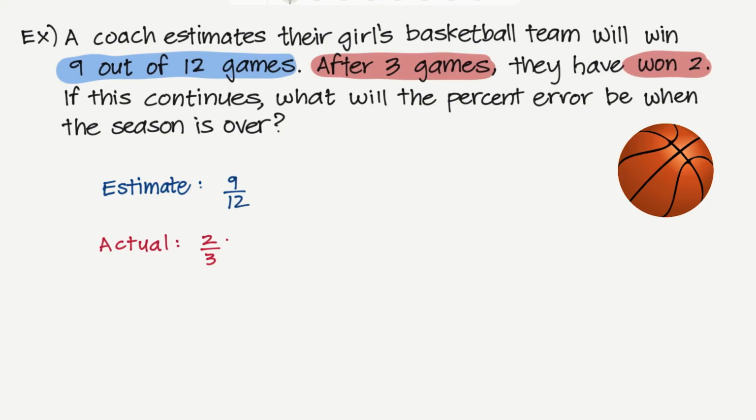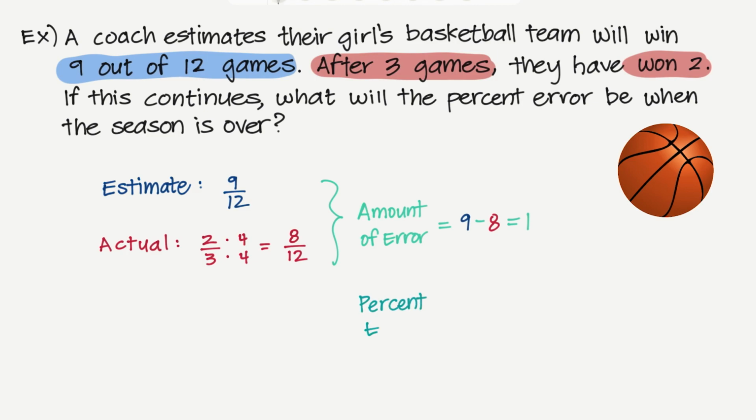To make them have the same denominator, I can multiply the bottom one by 4 to give me 8 out of 12. And now they both have a common denominator of 12. And since that's the case, I can find the amount of error by subtracting their numerators. So that would just be 9 minus 8, which would equal 1. So now we're ready to find the percent error.